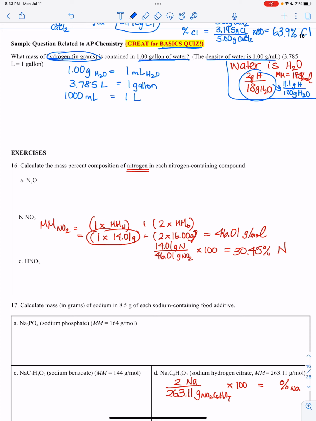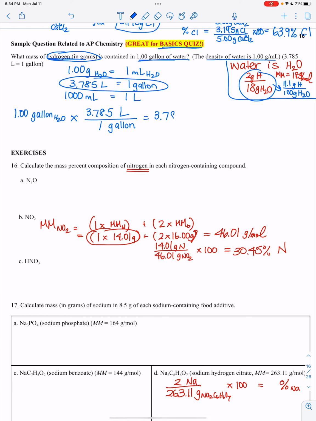So I'm going to show you how I'm going to use this conversion, this percent composition, or this composition of elements in a compound, to answer an AP style question like this. And this is great for the basics quiz. So I love to use dimensional analysis. So I have 1 gallon of H2O. Well, I have a conversion factor that has gallon in it, so I'm probably going to want to use that first. If I start with gallon, gallon goes on the bottom. Liters is going to go on top. 3.785 liters is 1 gallon. And so now that means I have 3.785 liters of H2O.